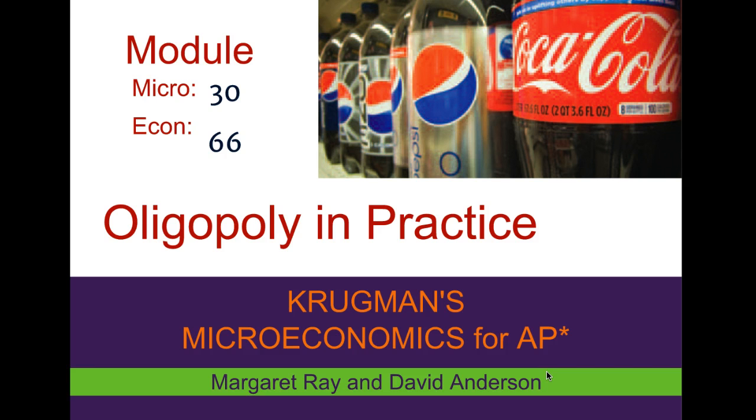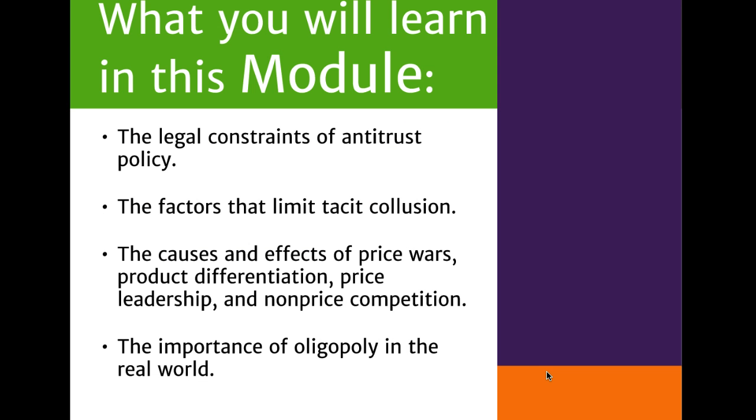All right, last section, oligopoly in practice. How do oligopolies usually work in practice? The answer depends on the legal framework that limits what firms can do, on the underlying ability of firms in a given industry to cooperate without actually making formal agreements, which, remember, are illegal. So, we're going to talk about the legal constraints, antitrust policy, what factors limit tacit collusion, the causes and effects of price wars, product differentiation, price leadership, non-price competition, and how important oligopolies are in the real world.